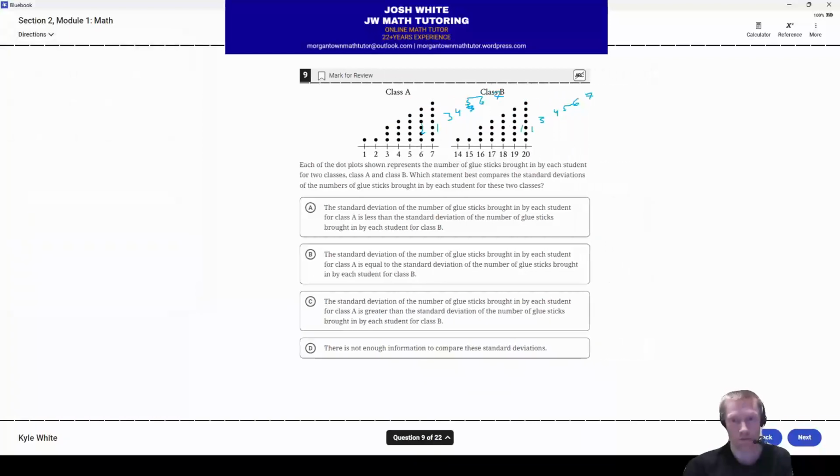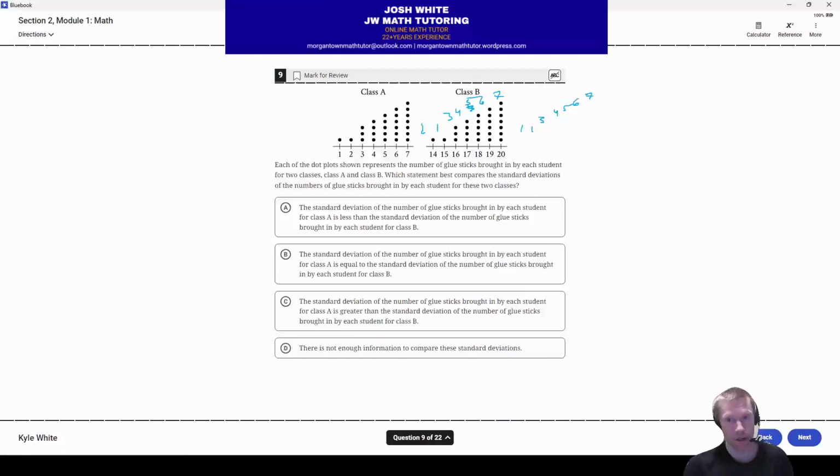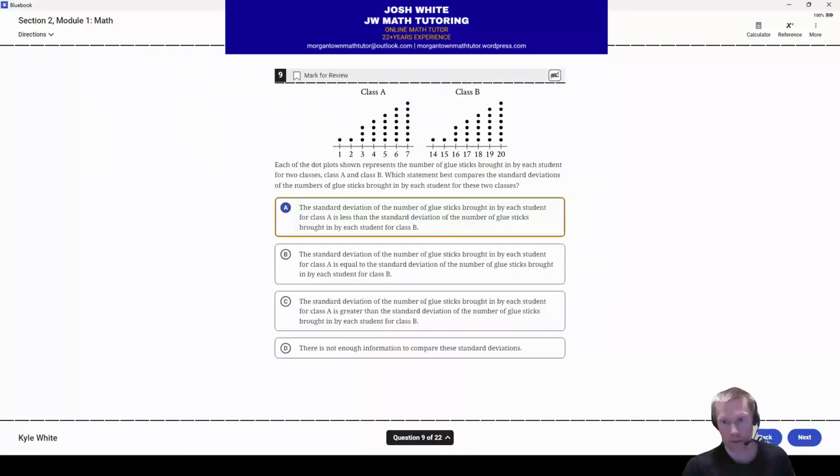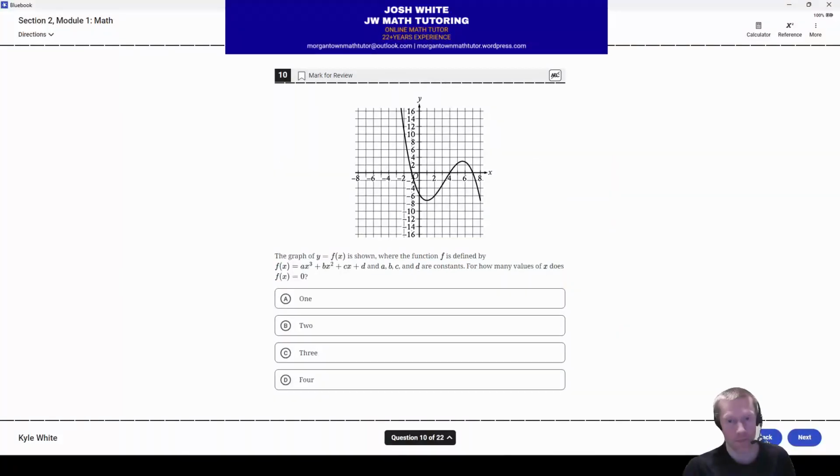But hopefully you're familiar with the fact that when you have dot plots like this, the spread of the numbers basically tells you how the standard deviations are related. Sorry, the correct answer, as I said earlier, is B.